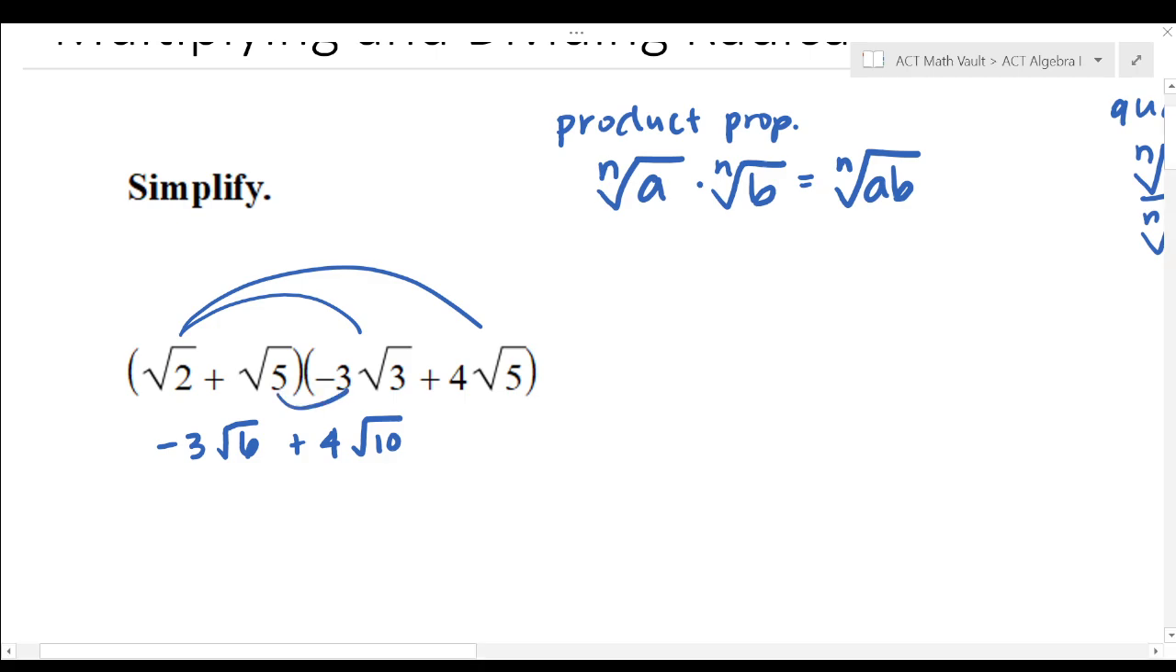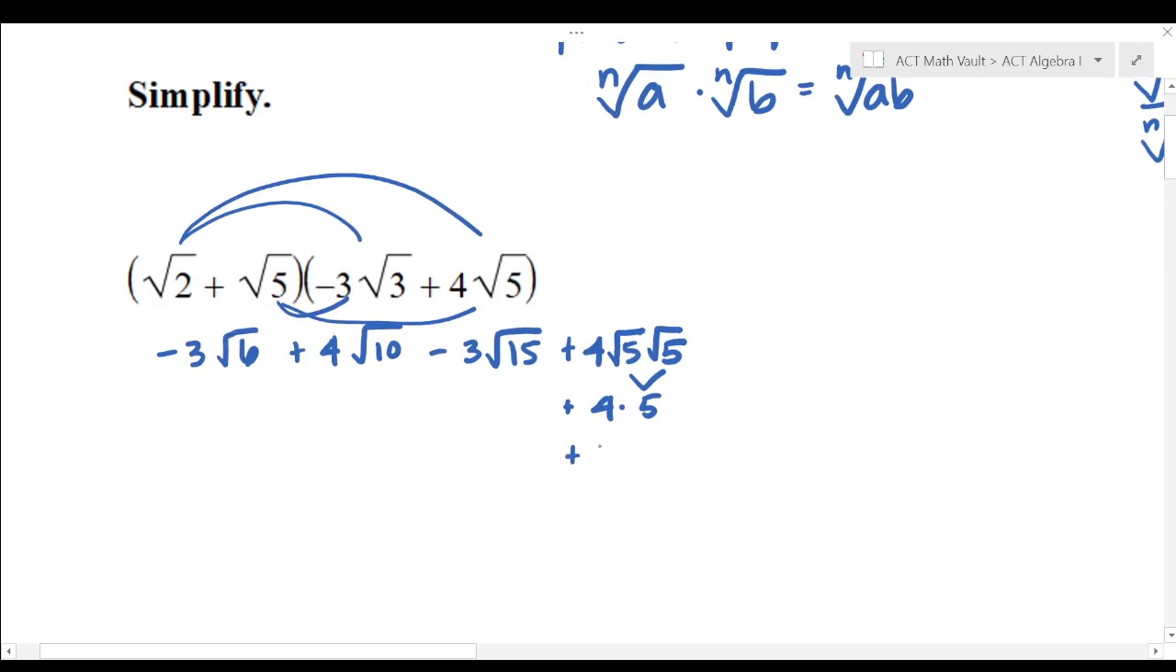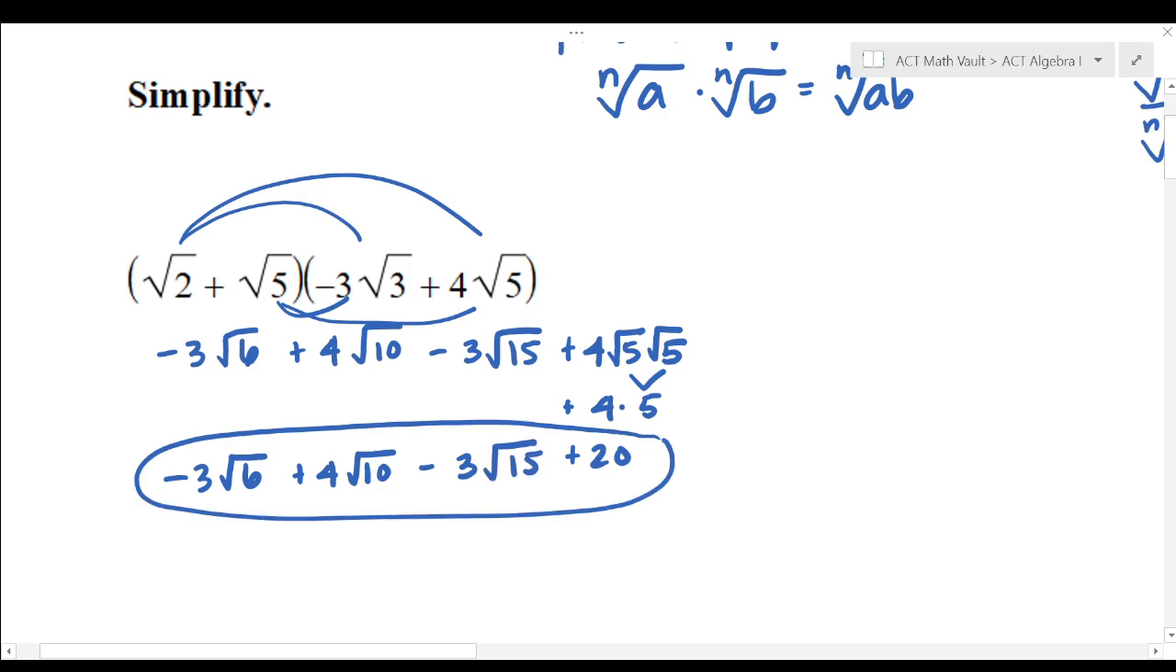Okay, now these together. So we'll have negative 3 root 15, and then plus 4. Root 5 times itself is just 5. So that right there would be like adding 20. So this would be 20. So I'm going to bring the other ones down, and I'm going to look and see if any of the factors match. I don't see anything matching, and I don't see anything else that could be further simplified. So that must be my answer.